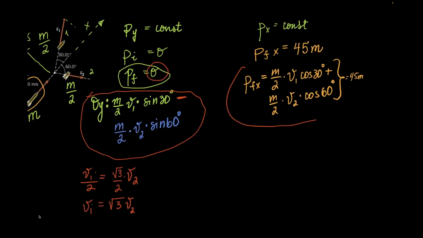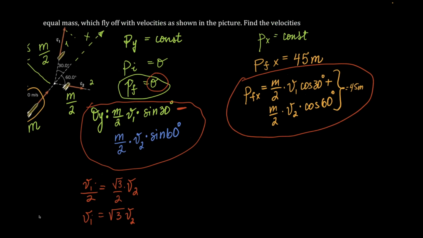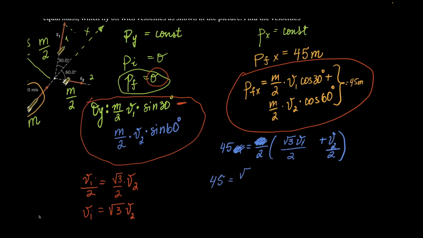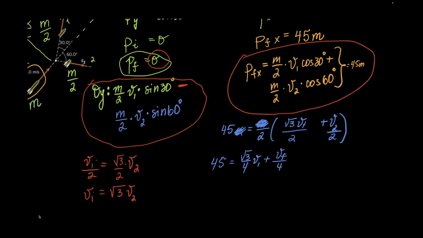Back to my Px. So rewriting this, I have 45m equals, I'm going to factor out m/2, and inside here I have v1 cosine of 30 plus v2 cosine of 60. Remember that cosine of 60 is just like sine of 30. It's 1/2. So I'm going to say that just to save me the space. Cosine of 30 again is root of 3/2. So root of 3 v1/2. Boom. Now notice how I can cancel masses. We've got 45 equals root of 3 over 4 v1 plus v2 over 4, and then instead of v1, I'm going to plug in root of 3 v2.